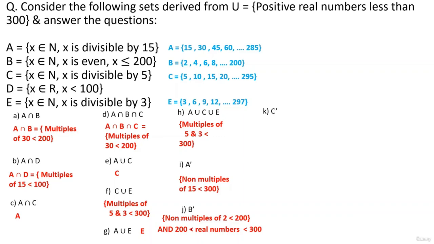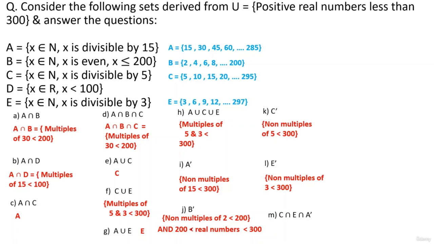The next question says C complement. Very simple, multiples of 5 है. Okay, for value of C, तो C dash क्या हो जाएगा? Non multiples of 5 less than 300. Okay, same way E complement क्या है? Non multiples of 3. Okay, next one, C intersection E intersection A complement.